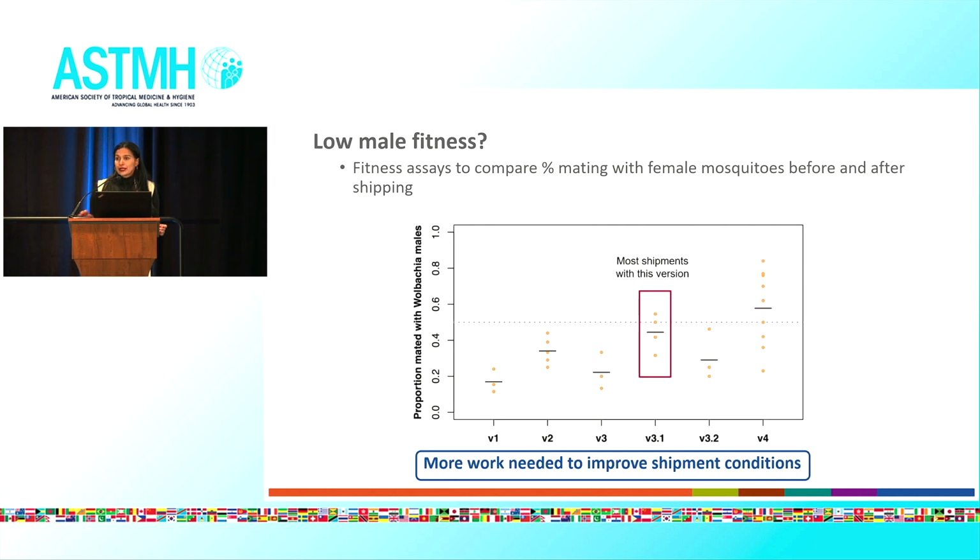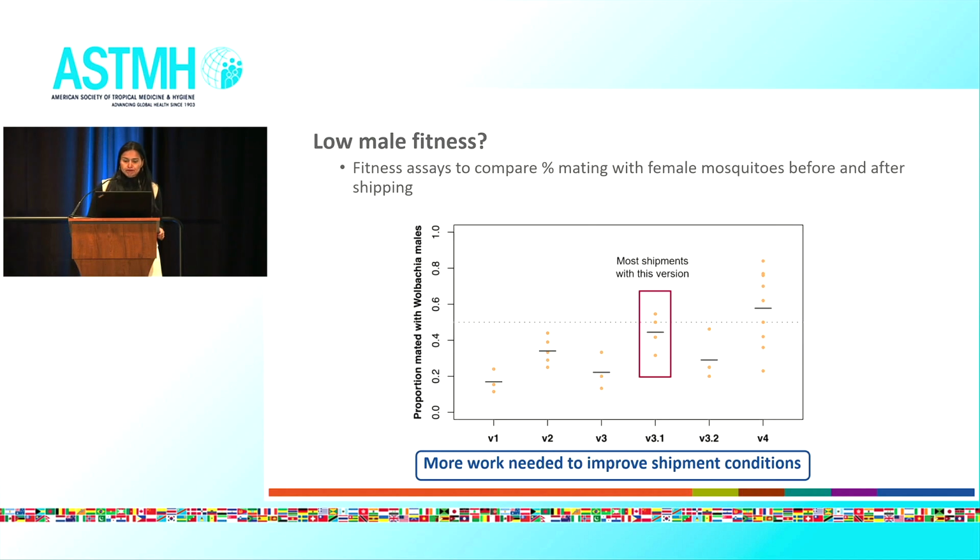To conduct these experiments, 10 males with Wolbachia that had been packed and shipped, 10 wild males and 10 wild females were placed in a cage and allowed to mate. With 50% of females mated with Wolbachia males, they were considered as fit as the wild males. And the graph shows that earlier versions of the vessel were not that good, and there were improvements along the way. Most of our shipments were done with the version 3.1 in red, and it was a good vessel that had some durability.